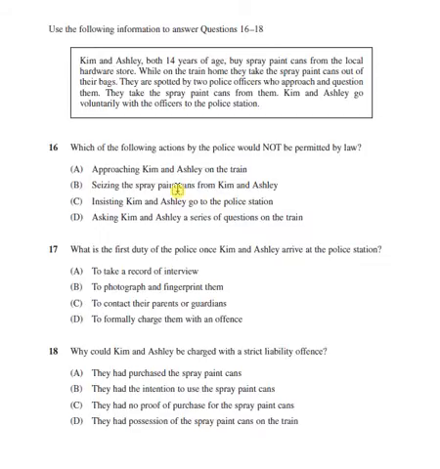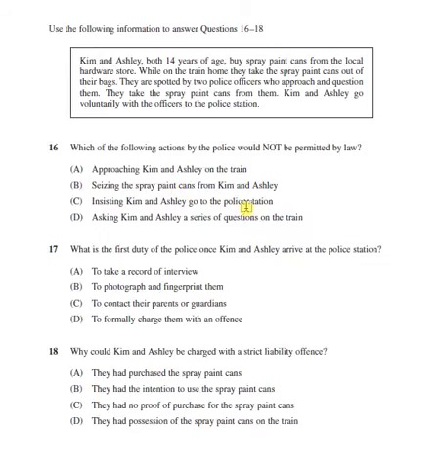Insisting Kim and Ashley go to the police station, no, they can either arrest them and take them to the police station on the charge, or they can't go, oh, you should come, without actually giving them a charge. They can't make them come to the police station. And D, asking Kim and Ashley a series of questions on the train, yes, they're allowed to do that.